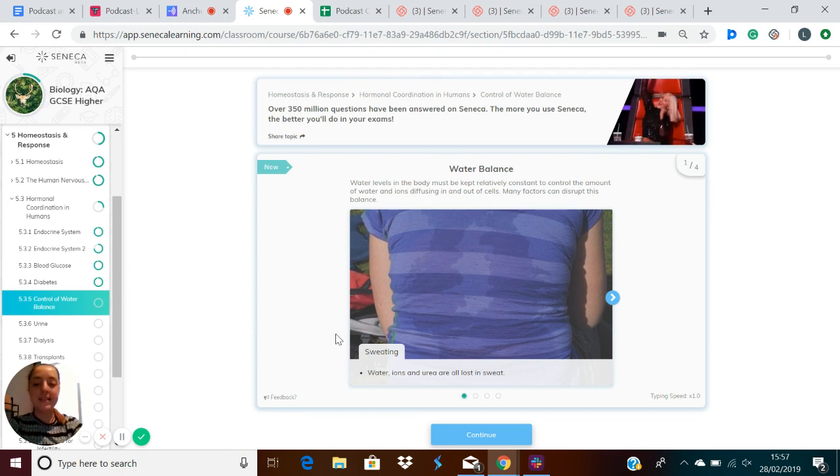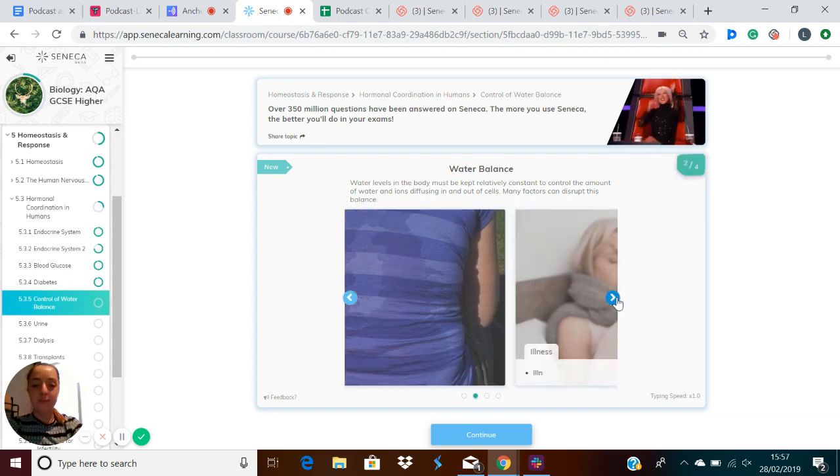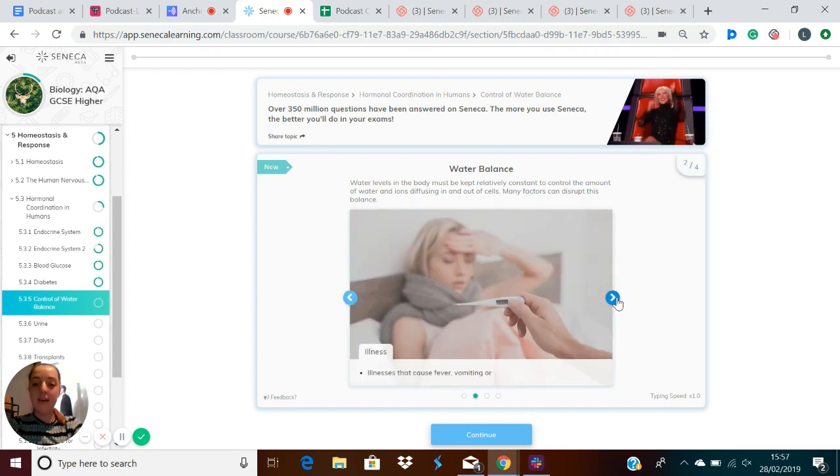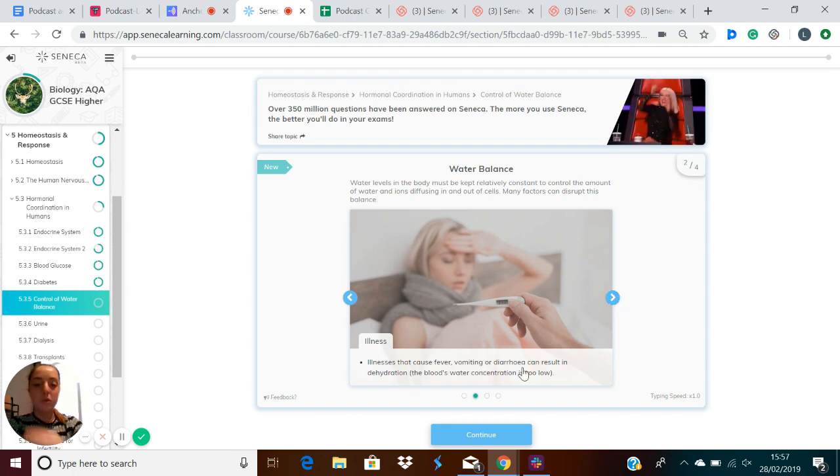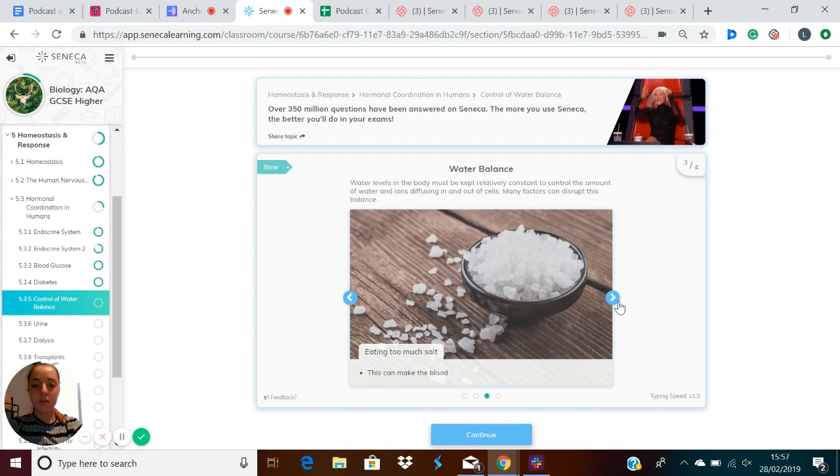When we sweat, water, ions, and urea are all lost. When we are ill and get a fever, vomit or have diarrhea, this can lead to dehydration, which means that the blood's water concentration is too low. If we eat too much salt, this can make the blood ion concentration too high.